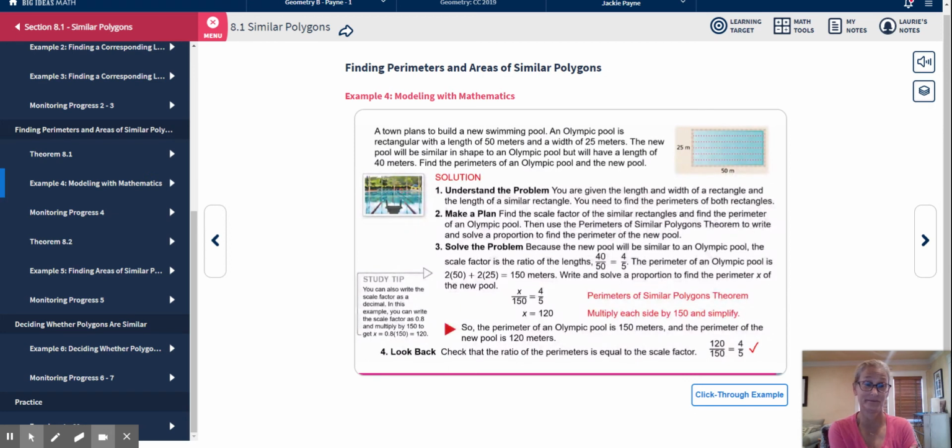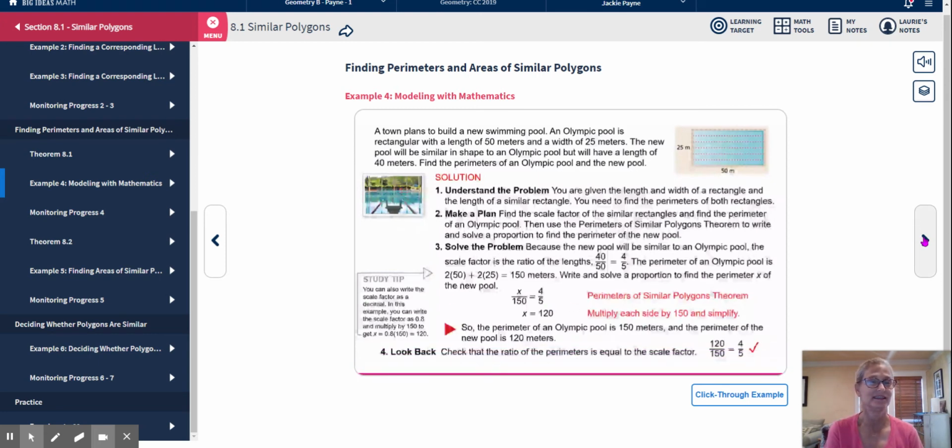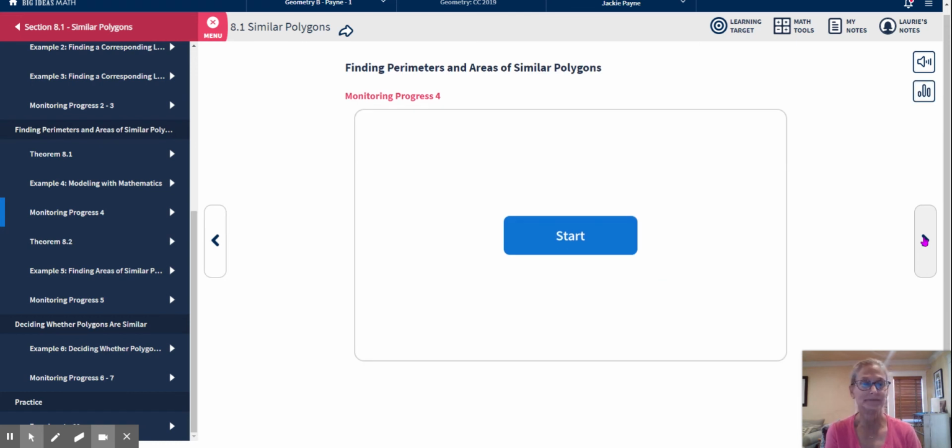See a little check mark? Always make sure you check. And I'll bet some of you actually could do the 0.8 times 150 in your head because you're smart like that. Okay, we're going to do some more examples there.